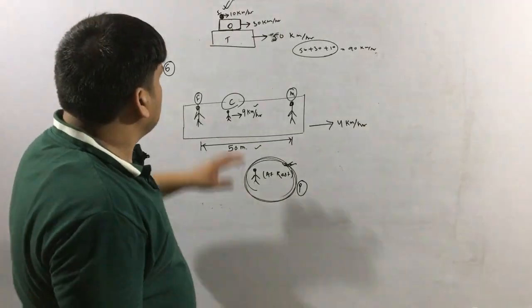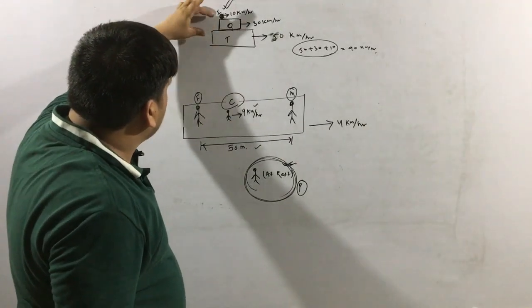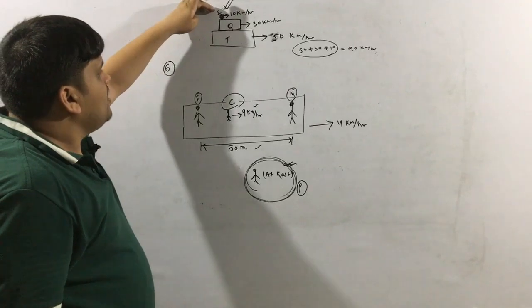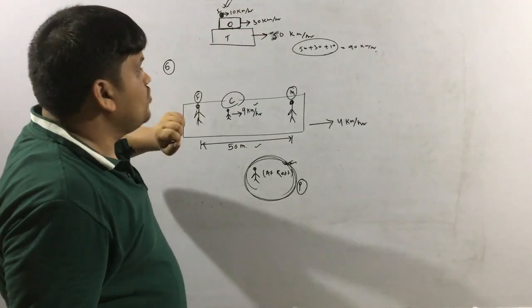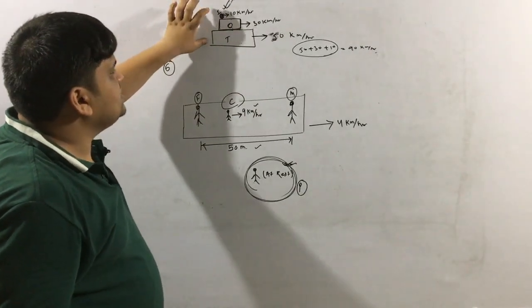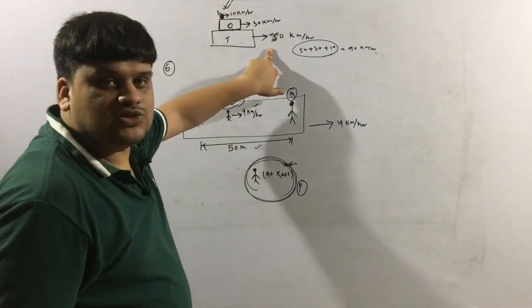Is this clear? So remember, when you compare these two, what is the speed of the train with respect to the insect? 50 minus 10. What is the speed of the insect with respect to the train? 10 minus 50, minus 40.